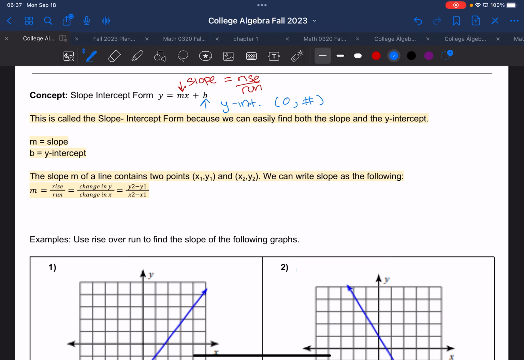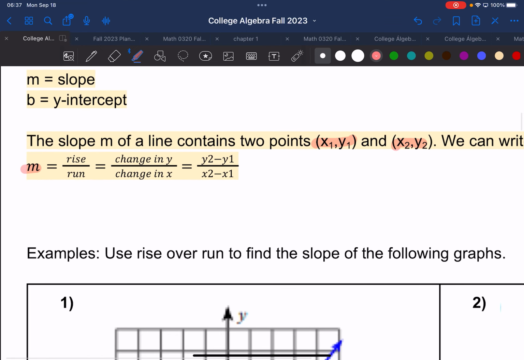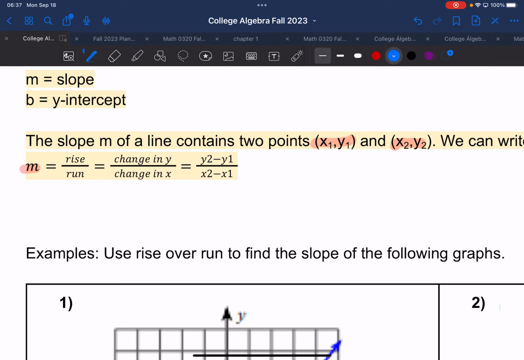The slope m of a line contains 2 points, x1, y1, x2, y2. So these are just random points here. And they're labeling them with 1 and 2 so we can tell the difference between the first point and the second point. We can write the slope as the following. So slope m can be written as rise over run. We use this rise over run when we're graphing. So this one is used for when we're graphing.